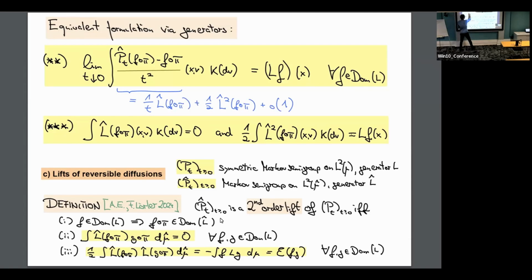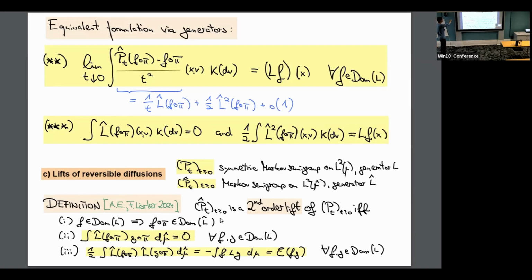Okay, and now how can these two things be equal? Well, these can only be equal if the integral of this term vanishes. So we need that the integral of this term vanishes, and then the generator comes up by the integral of the second term. So that means this will be our definition of lift in continuous time. It has two parts. First, the integral of the lifted generator applied to a function depending only on x has to vanish. And then secondly, the integral of the square of the lifted generator will give the generator of the collapsed process. So that's roughly the definition.